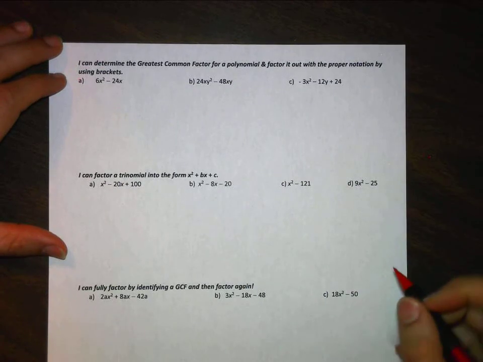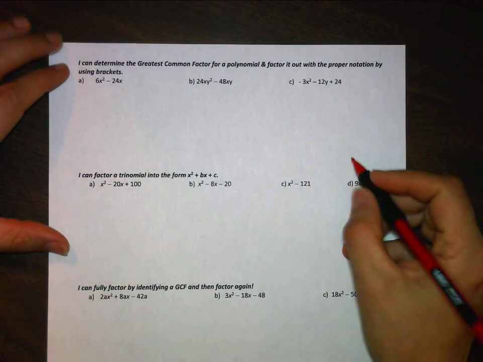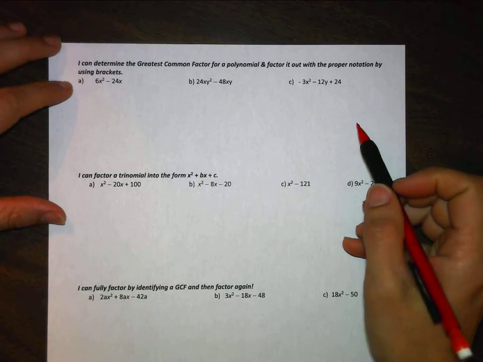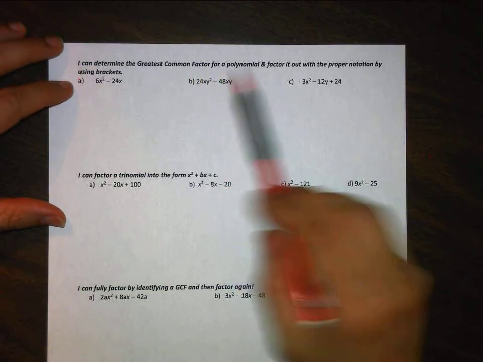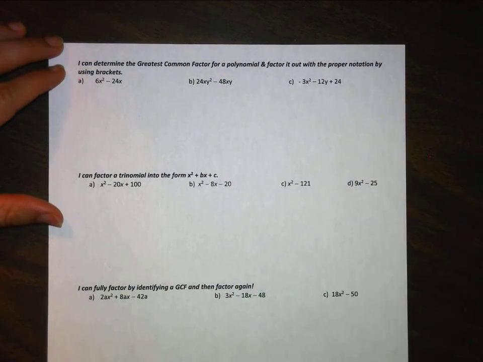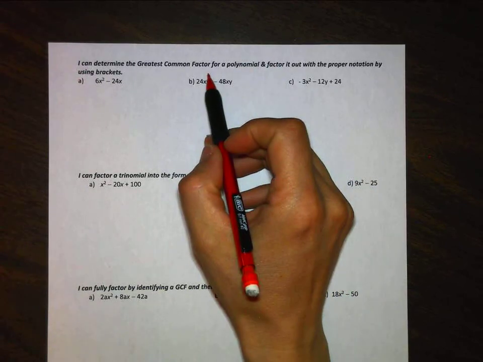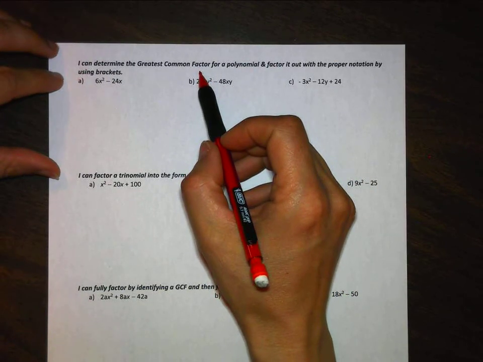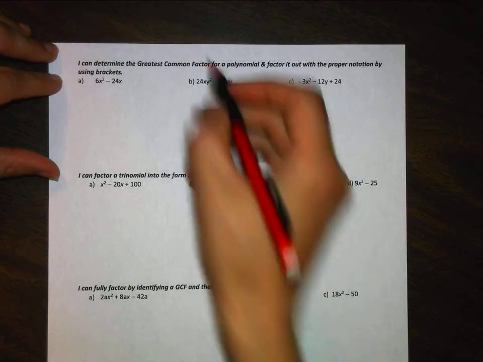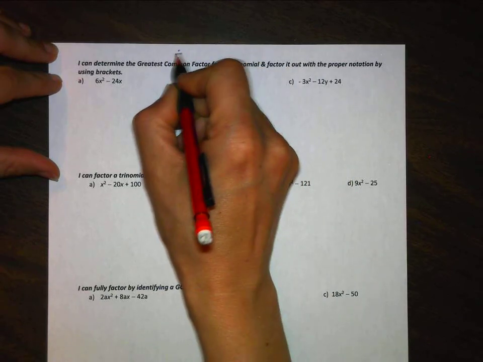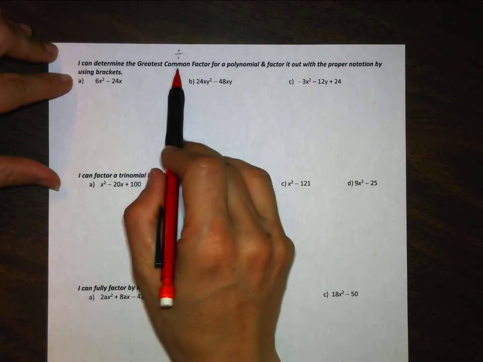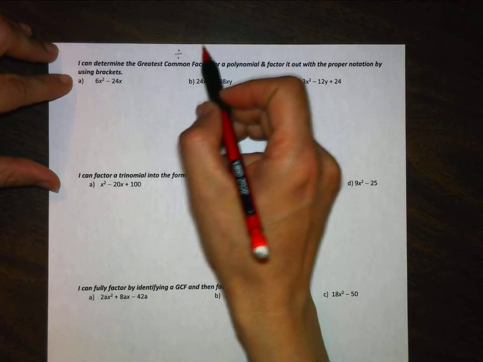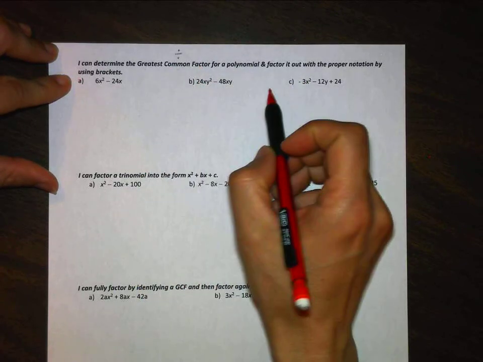All right, so after multiplying, we are going to factor. And factoring is the opposite of multiplying everything out. So if factoring is the opposite of multiplying, then we're talking about division. So greatest common factor is the biggest number that we can divide out.